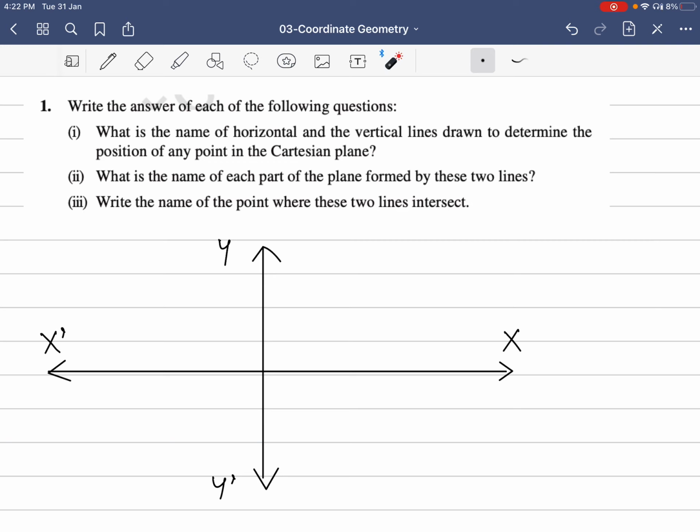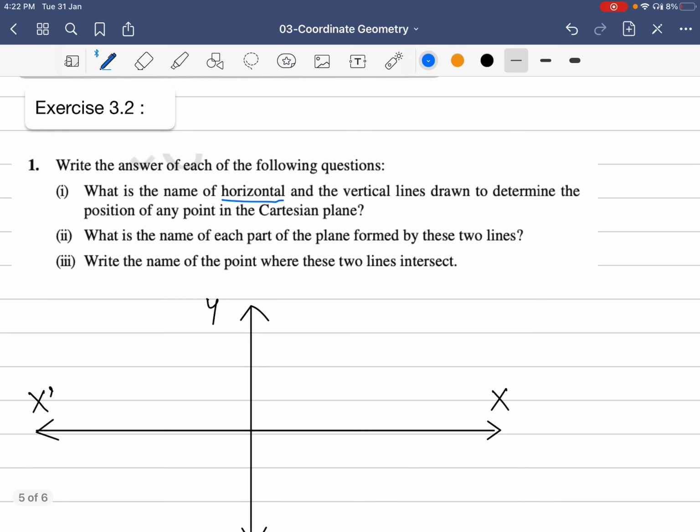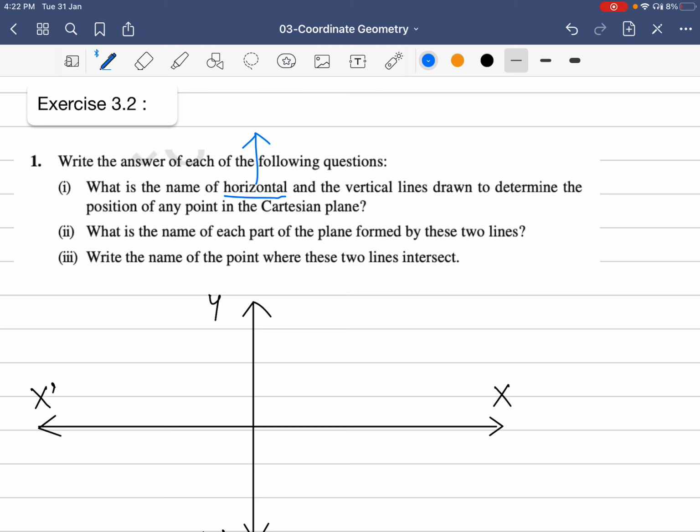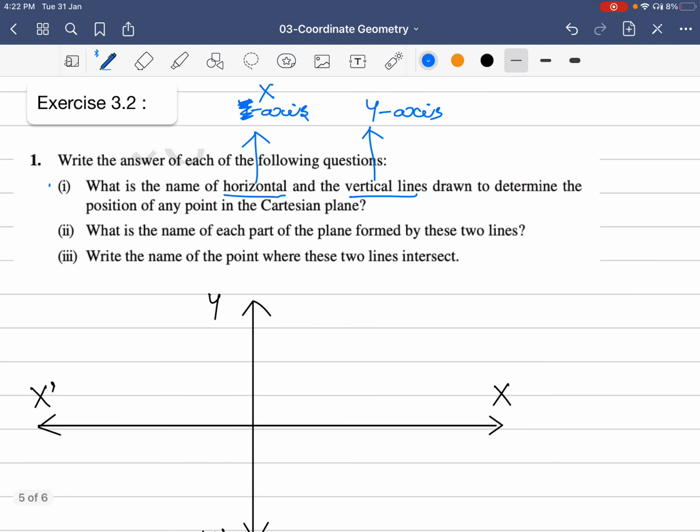Okay. So to answer this question, what is the name of the horizontal and vertical lines? So the horizontal line is called the y-axis. Okay. And the vertical line is called the, oh, I'm so sorry. The vertical line is called the y-axis and the horizontal line is called the x-axis. Okay, so this is the first one done. Now let's go to the second one.